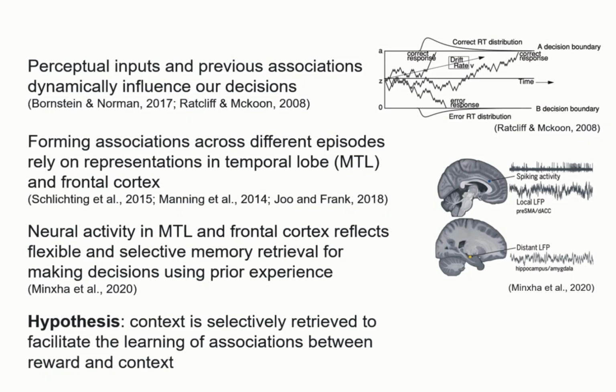So our hypothesis is that context is selectively retrieved to facilitate the learning of associations between reward and context. And we assess whether patterns of neural activity observed in a spatial context are observed again or transferred when a choice is made to facilitate the learning of rewarded choices in that context.